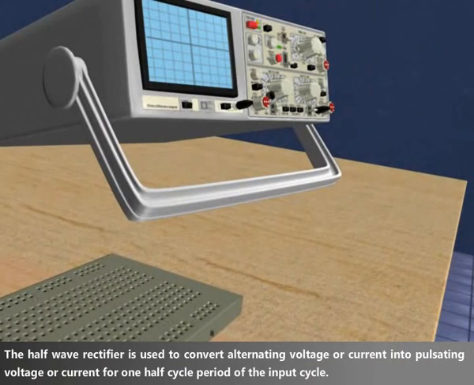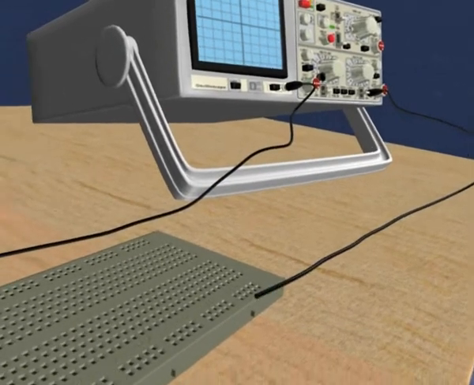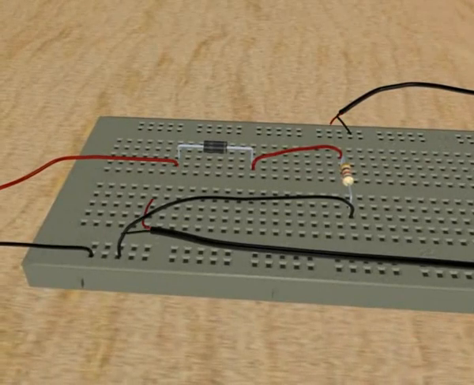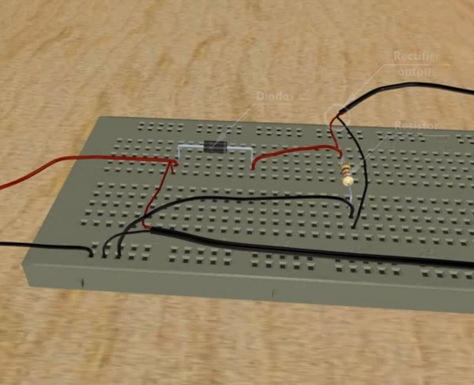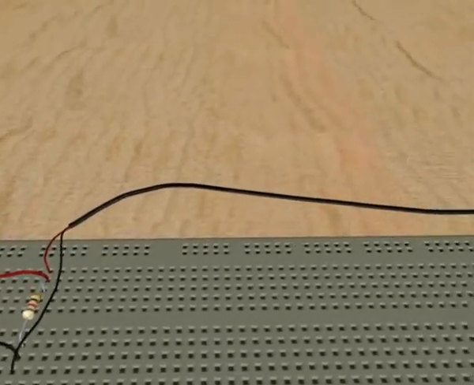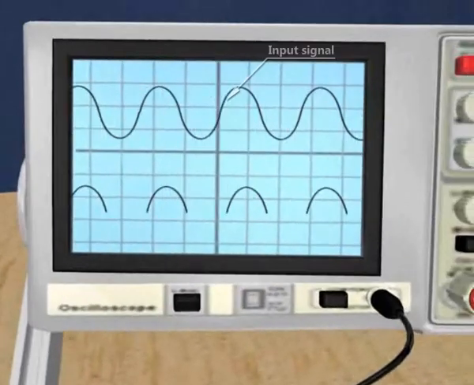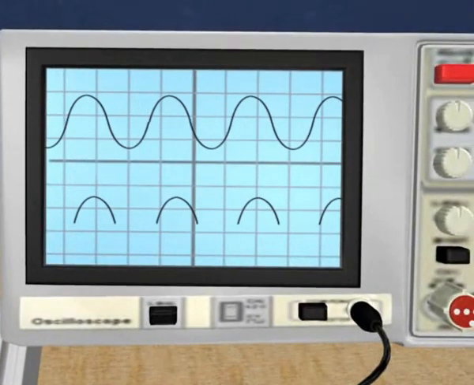The half-wave rectifier is used to convert alternating voltage or current into pulsating voltage or current for half the cycle period of the input cycle. Diode, resistor, rectifier output. The input signal and the rectifier output signal are shown in the CRO display.